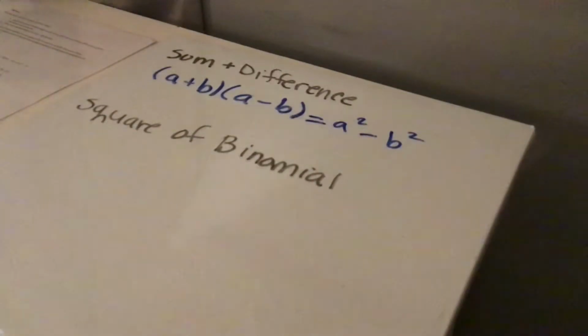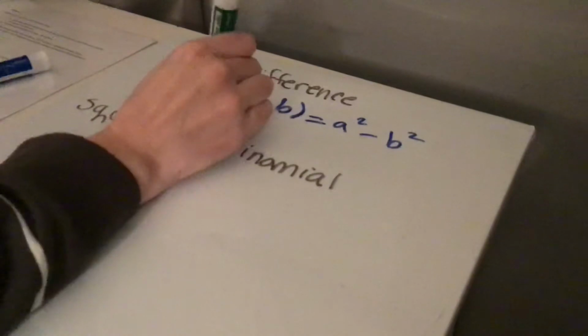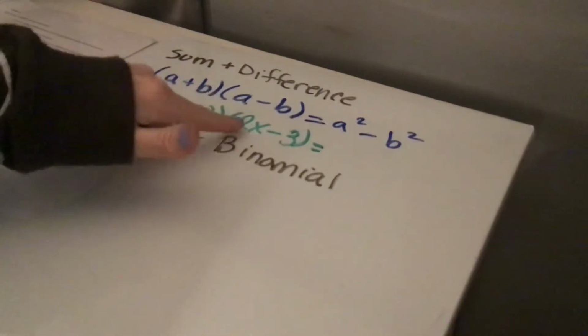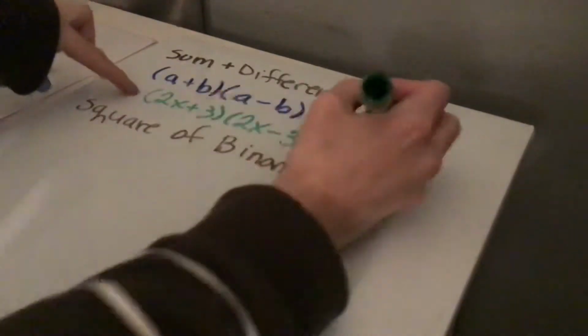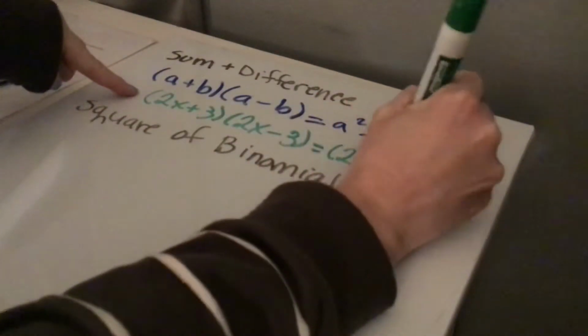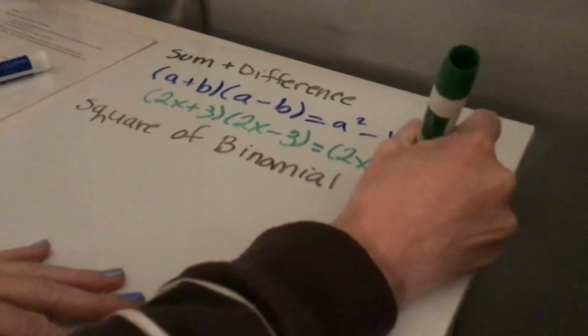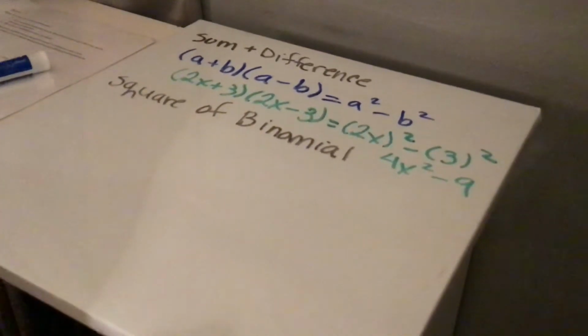Okay? So, for example, if you have 2x plus 3 times 2x minus 3, this is 2x and this is 3, okay? It's just plus here and minus here. I'm going to write that as 2x squared minus 3 squared. And then when you square that, you would get 4x squared minus 9 instead of multiplying everything out. Okay? Just shortcuts, right? Not that you can't FOIL, but it should make it a little simpler for you. Okay? A little quicker.